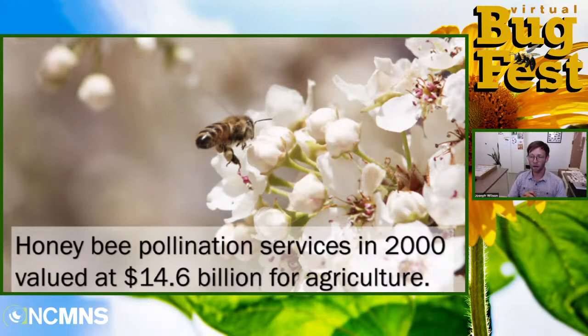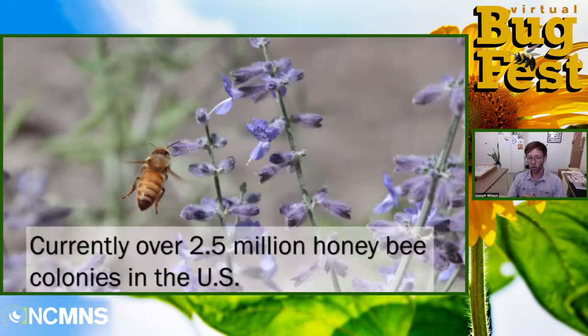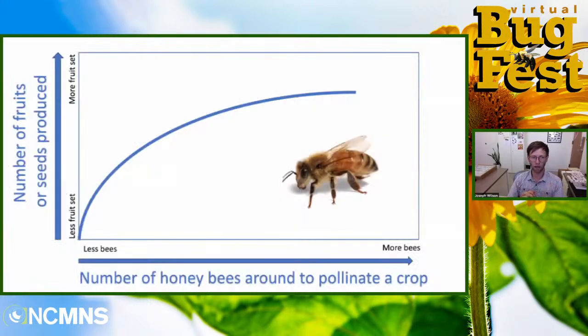So honeybee is important. The pollination services of this, now 20 years ago, was valued at $14.6 billion for agriculture. That number has increased year by year. So honeybee pollination services are really valuable in the US. Currently, there's over 2.5 million honeybee colonies in the US. So honeybees are an important pollinator, especially for some of these big agriculture areas that rely on honeybees for pollination.